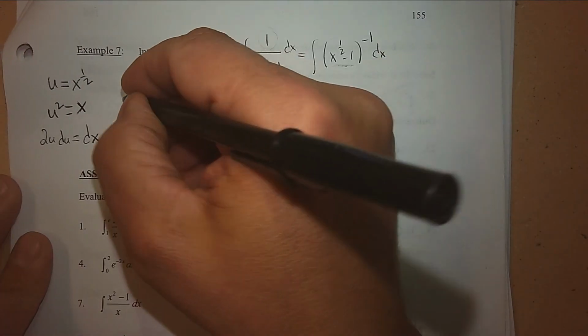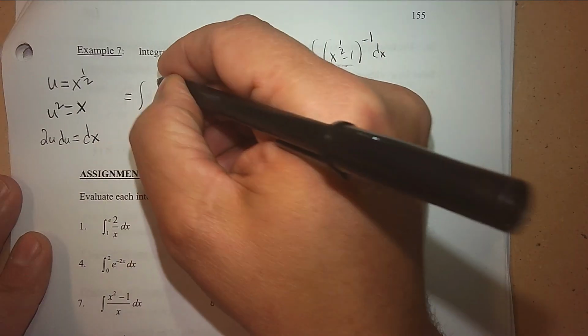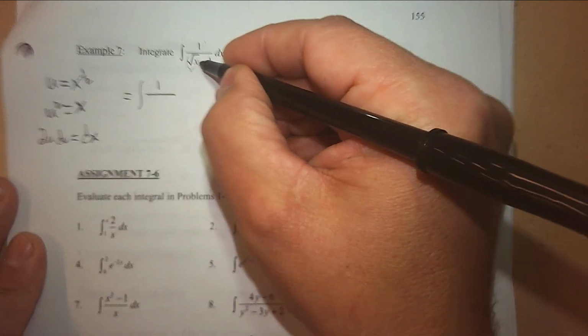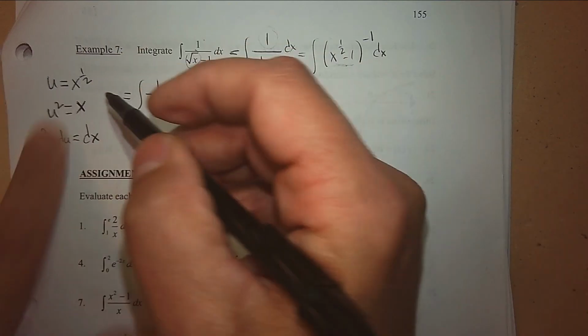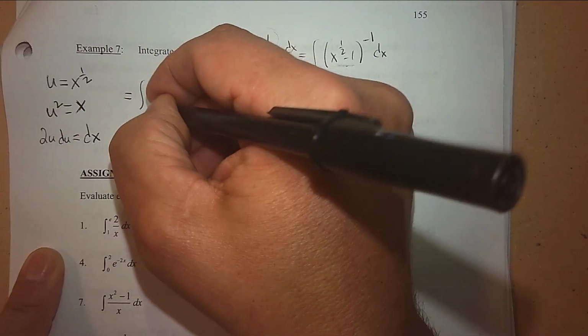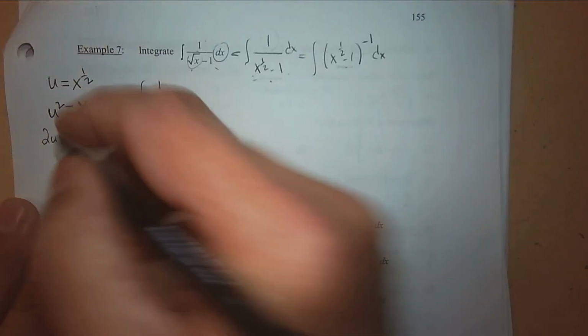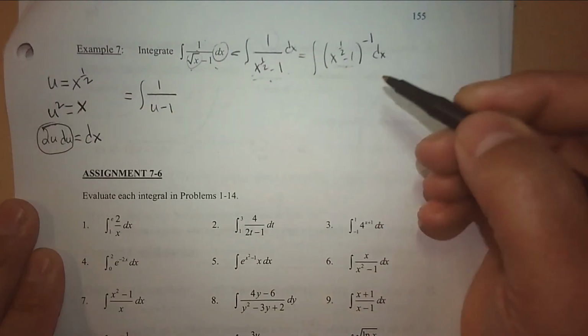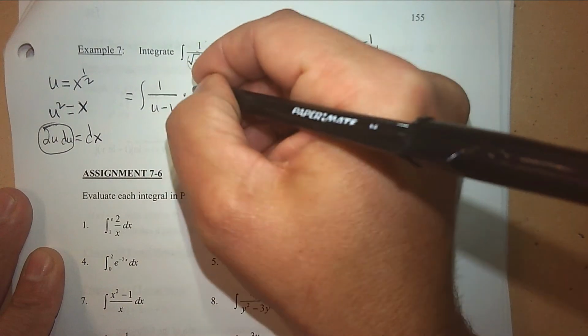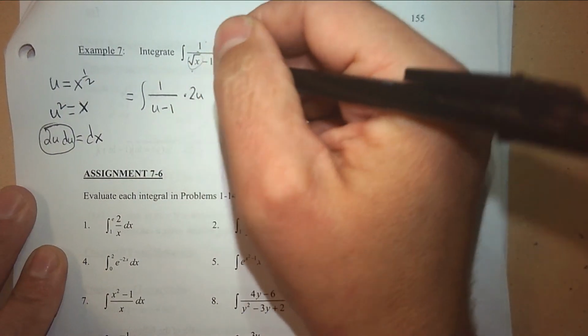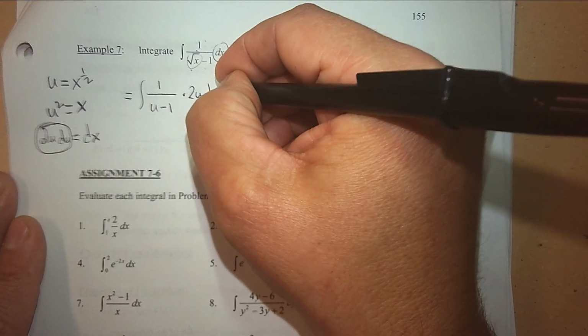So go back into the problem. Where I see a root x, what am I going to put in? What does root x equal? U. Where I see a dx, what's going to go in its place? So now let's put it together.